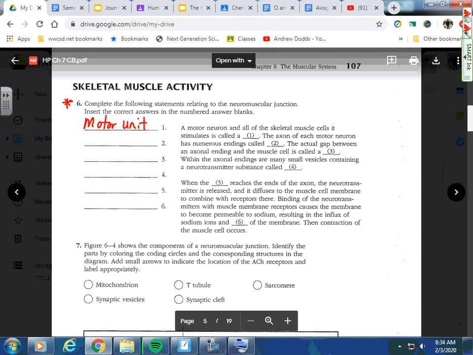Okay. The axon of each motor neuron has numerous endings called, my key says axonal terminals, but let's just stay with this term because I think this is what we've been using more. Synaptic terminals. So that's the end of the axon. The actual gap between an axonal ending and the muscle cell is called the synaptic cleft.